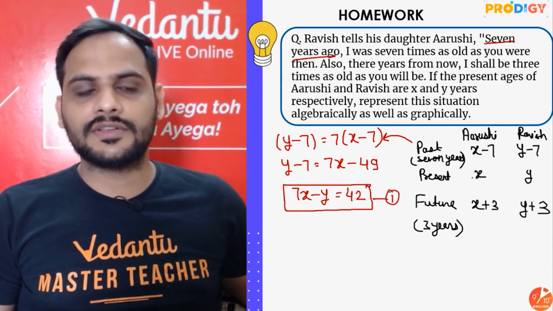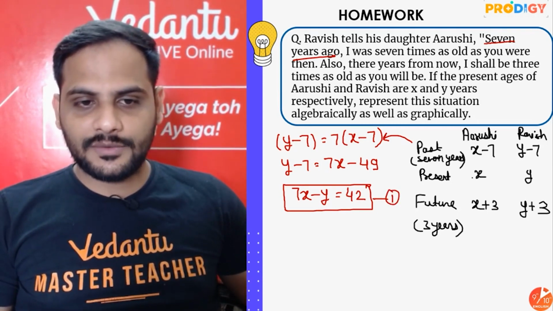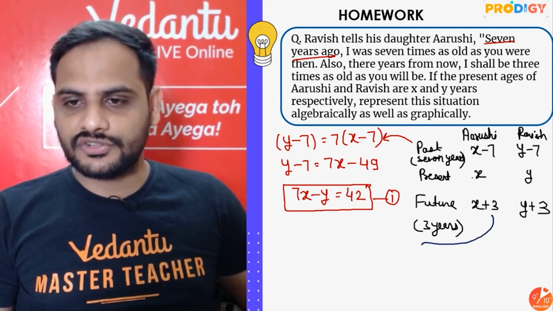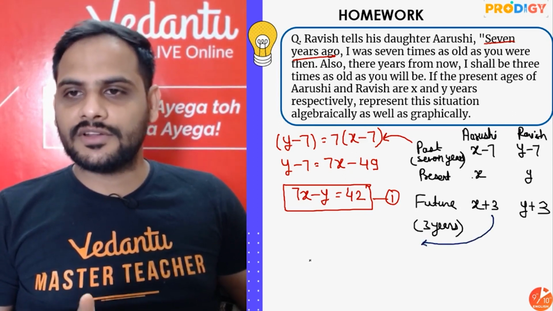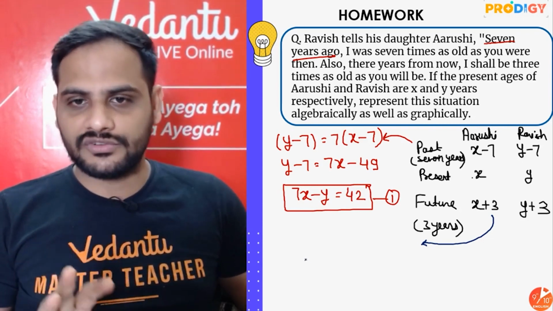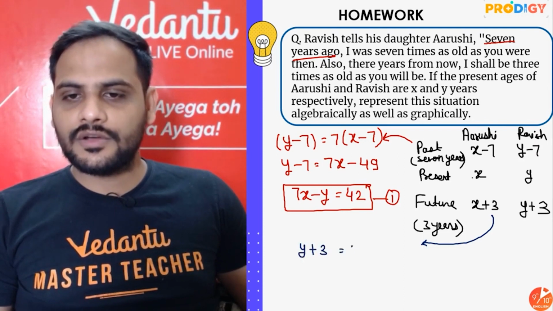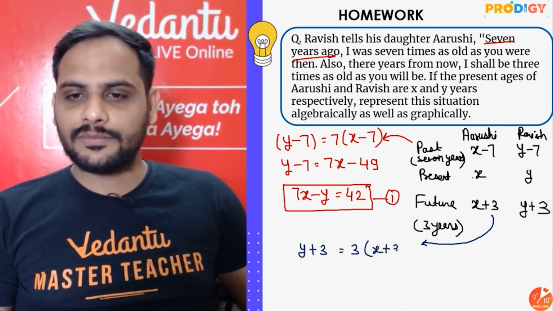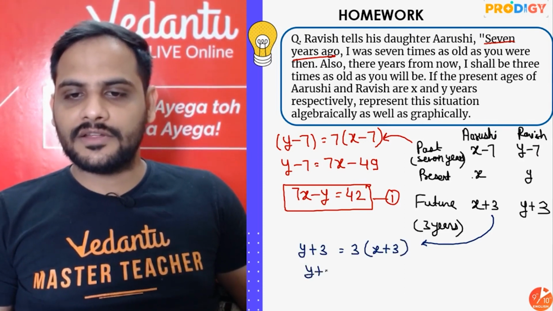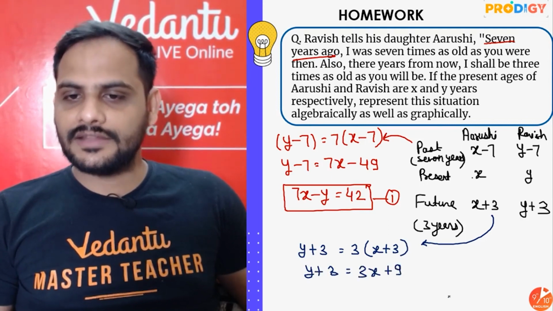First equation. This is our first equation. Then what will be the second equation? So for the second equation, we are talking about 3 years in future. In future, it's saying Ravish shall be 3 times as old as Arushi. So the age of Ravish 3 years later will be y plus 3 is equal to 3 times of x plus 3. So you are getting y plus 3 is equal to 3x plus 9.